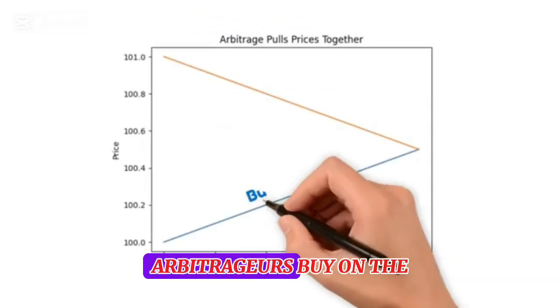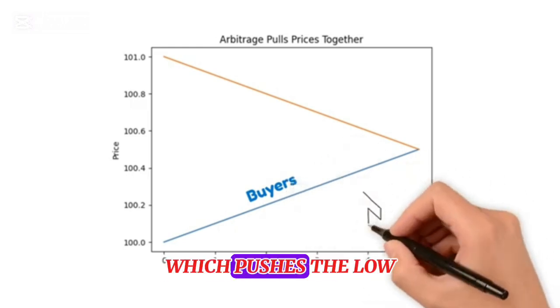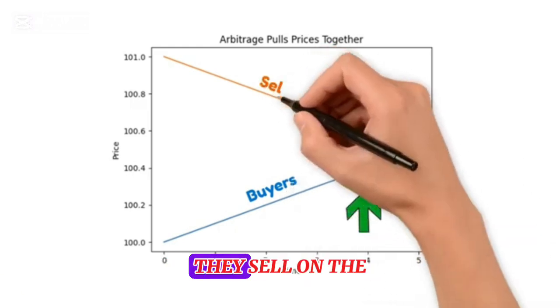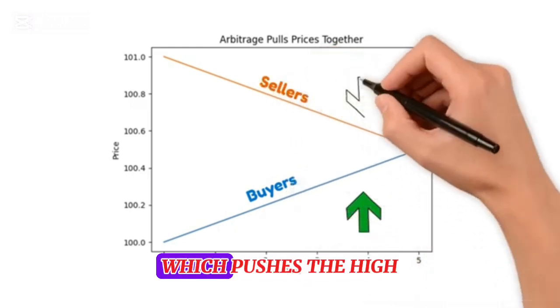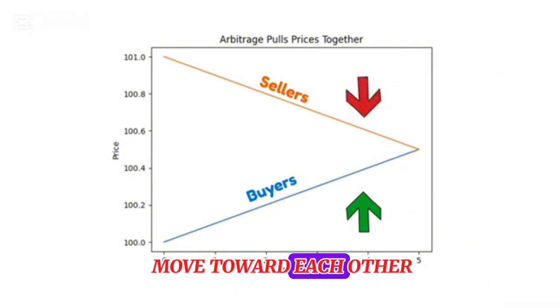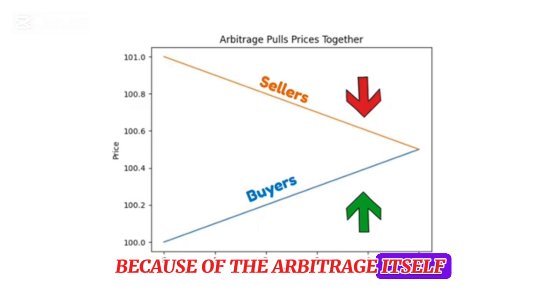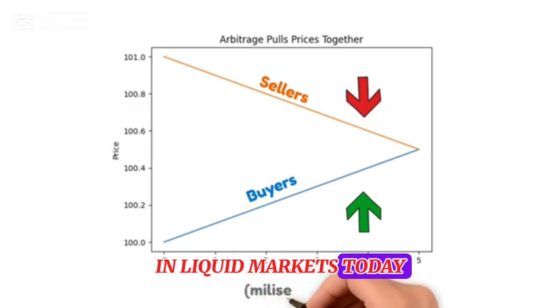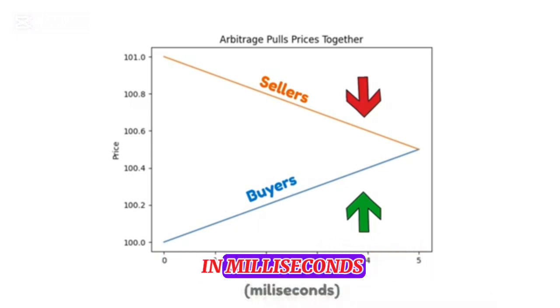Think about what happens the second a gap appears. Arbitrageurs buy on the cheap side, which pushes the low price higher. They sell on the expensive side, which pushes the high price lower. The two prices literally move toward each other because of the arbitrage itself. In liquid markets today, that convergence often happens in milliseconds.